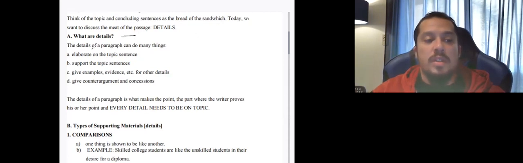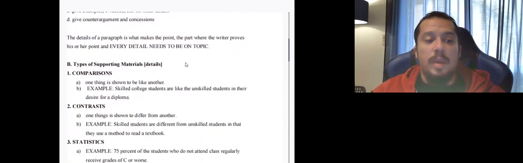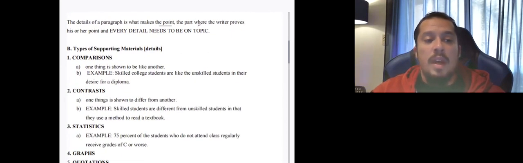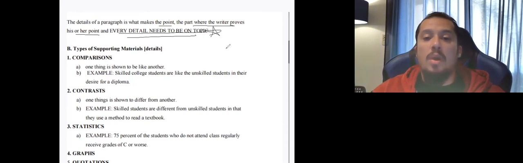So what are details? The details of a paragraph can do many things بقى. It can elaborate on the topic sentence, give me information زيادة, support the topic sentence, give me examples, evidence, etc. For other details, give counter arguments and concessions. So the details of a paragraph is what makes the point, the part where the writer proves his or her point, and every detail needs to be on topic. So when I talk about relevant detail, لازم يبقى لي علاقة بالdiscussion in paragraph. It needs to be on topic. نيجي نتكلم عن details.